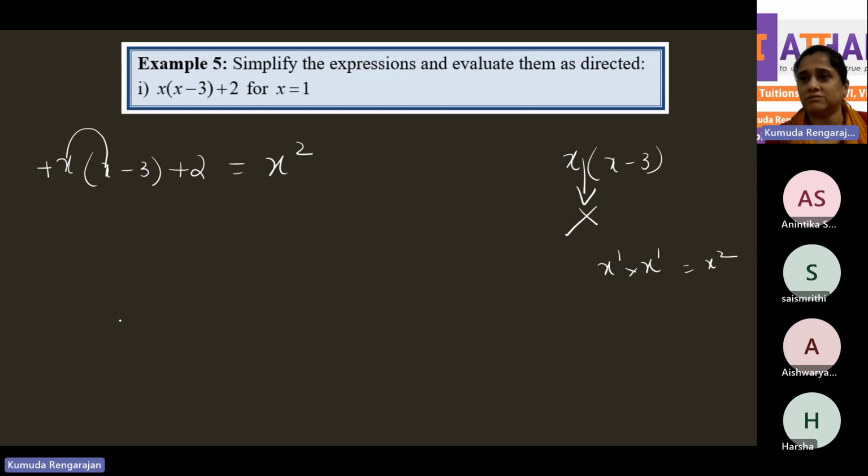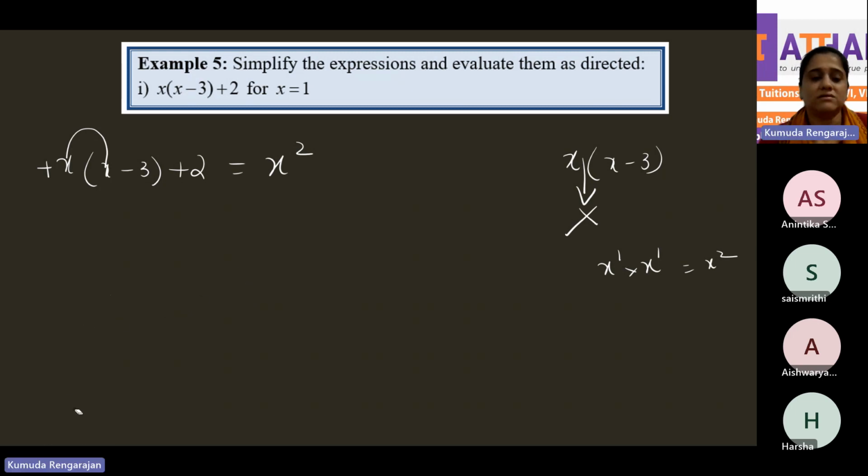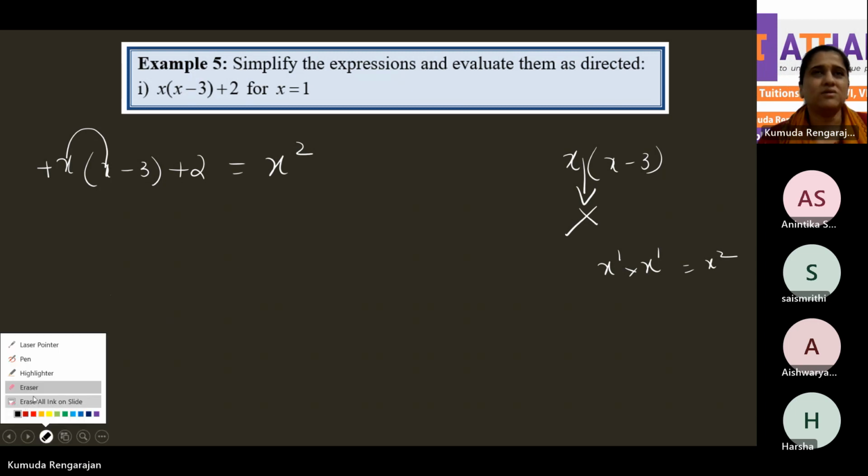They can be of any combination, but the 3 parts are there: a sign, then a numerical coefficient, a number, and then letters. Every term can have these parts: sign, number, and letters. So the order is first multiply the signs, then multiply the numbers, and then multiply the letters.